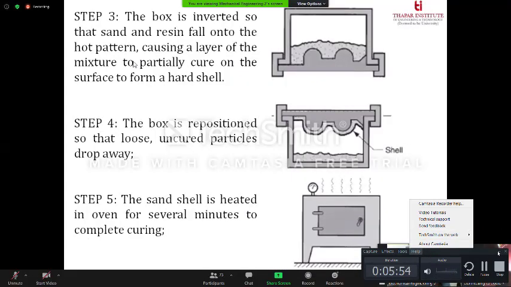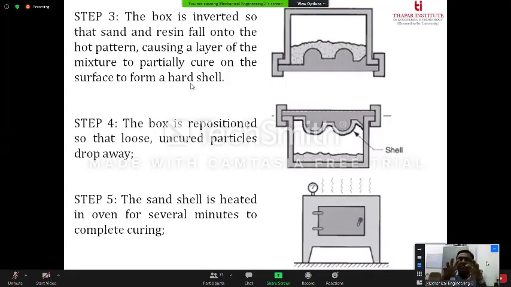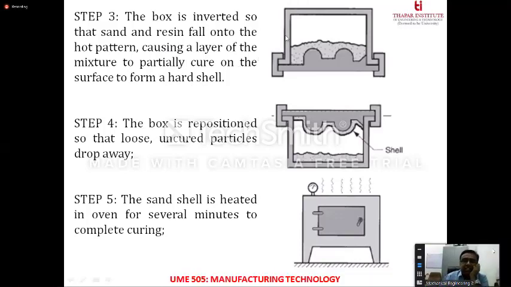Once the heated pattern, the box and the sand are there, the dump box is completely inverted by 180 degrees. Once it is inverted, the sand particles fall on the pattern, and the pattern is in a heated state. So the sand particles come and react with the heated metal plate, thereby causing the hardening of the grains.